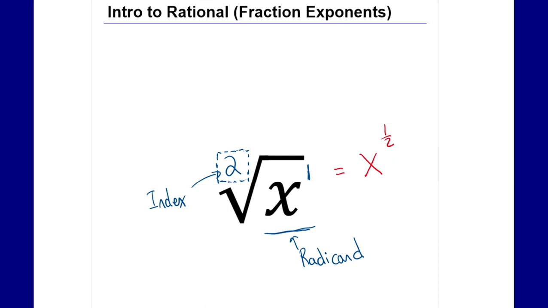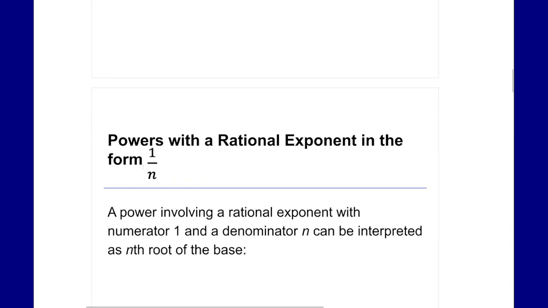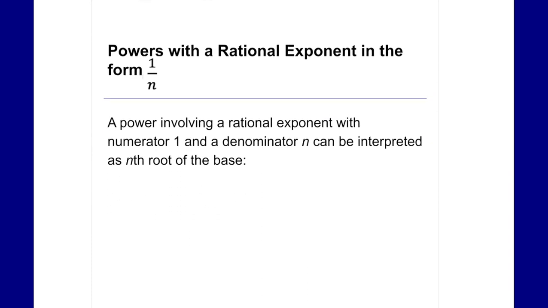Now, radicals are only the square root here. We're going to look at examples that have other roots. So it's similar, but not quite the same. So, powers with a rational exponent in the form of 1 over n. This is basically just saying where we have a fraction of 1 over 2 or 1 over 3, 1 over 4, where the numerator is always 1.